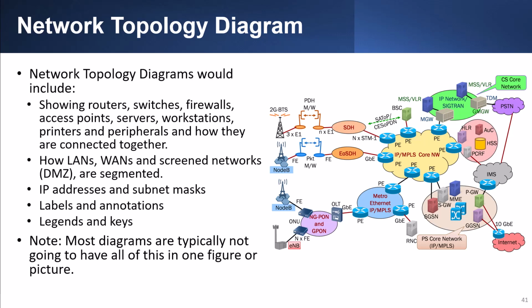Network topology diagrams should include routers, switches, firewalls, access points, servers, workstations, printers, and peripherals, and how they are connected together; how LANs, WANs, and screened networks or DMZs are segmented; IP addresses and subnet masks; labels and annotations; legends and keys. Note, most diagrams are typically not going to have all of this in one figure or picture.